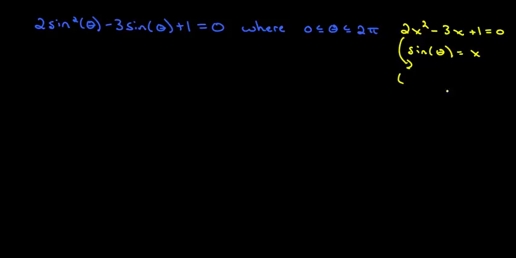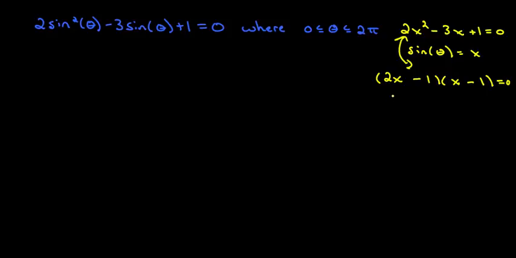Okay, so we can go ahead and factor this out. So I'm going to have 2x and x, and I'm going to have minus 1 and minus 1. So this, if I FOIL this out, I would get back up to here.